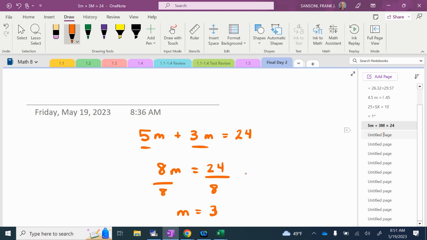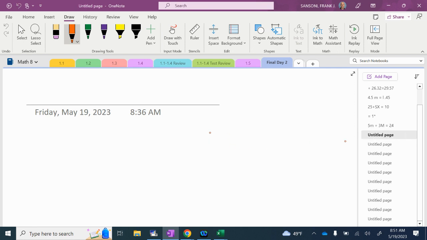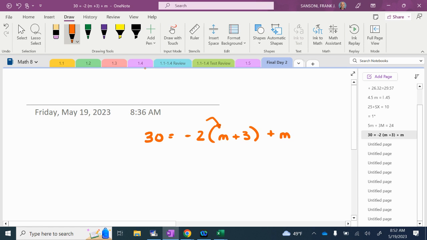The next problem, a two-step problem, but now I have some distributive property also. So we're going 30 equals, I've got negative 2 outside parentheses, so negative 2 times the quantity m plus 3. And then outside the parentheses, I also have another plus m. So what are we doing first? What do you mean when I say parentheses or when you say distributive property, right? Because I can't combine these because I don't know what m is, but I can do, let's go a different color again. I can do this.